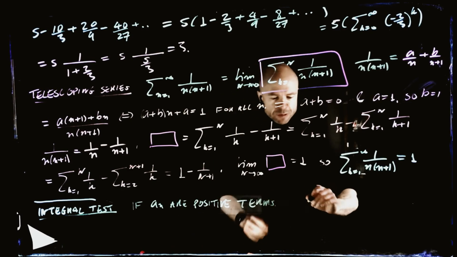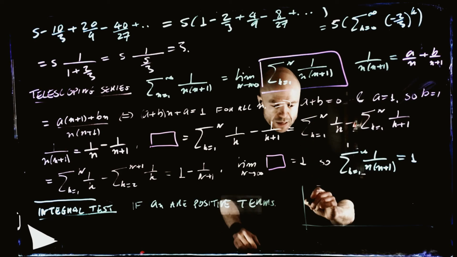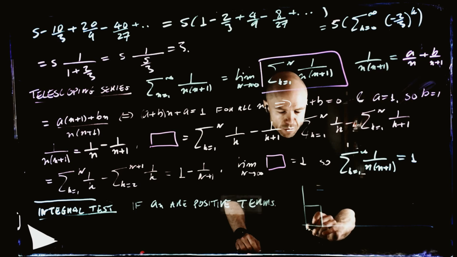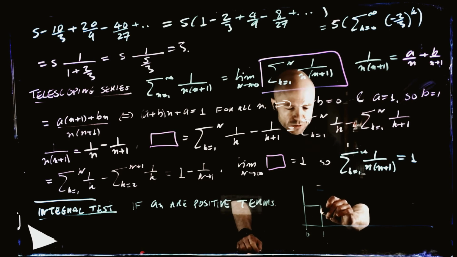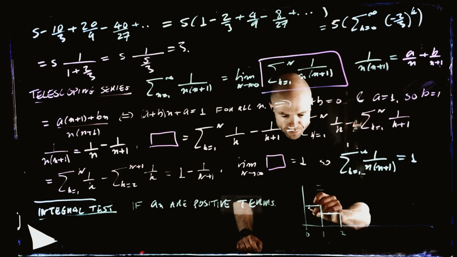Okay, but if we have a series of positive terms, it's very convenient to draw it as a collection of blocks. So if a_1 is our first term, let's draw a block of height a_1 between 0 and 1. Let's draw a block of height a_2 between 1 and 2, right?